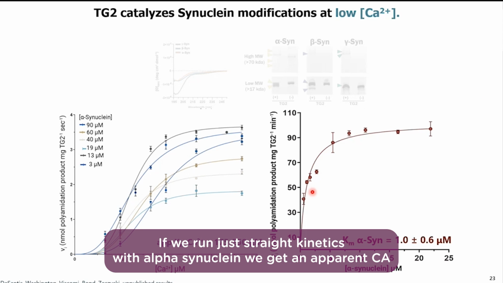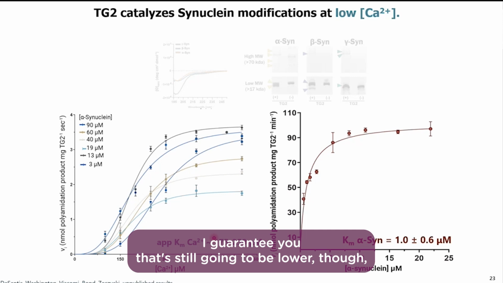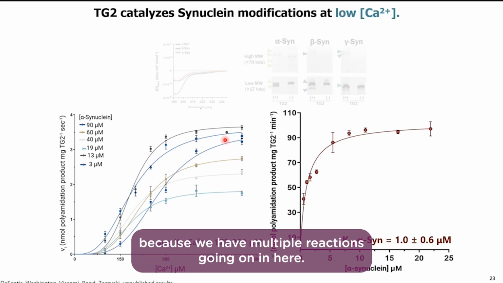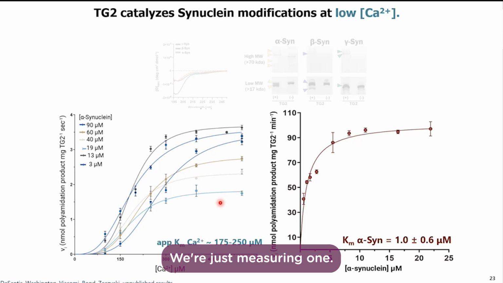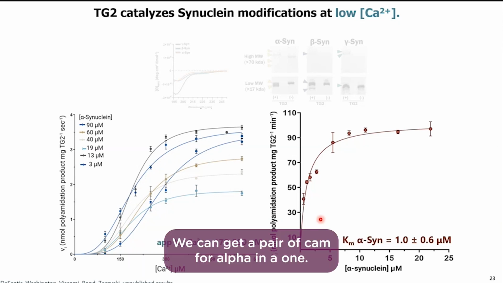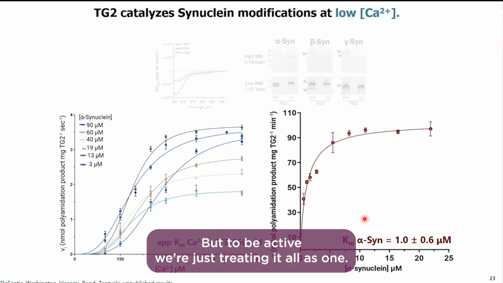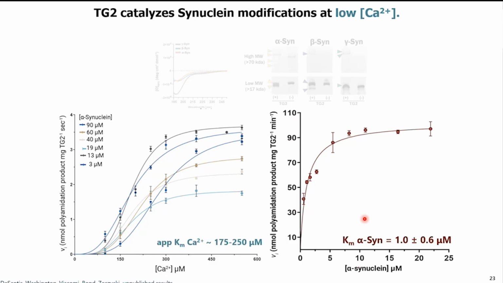If we run just straight kinetics with alpha-synuclein, we can get an apparent Km of roughly 175 to 250 micromolar. I guarantee you that's still going to be higher than the true value, because we have multiple reactions going on in here and we're just measuring one. So the apparent Km is actually probably a lot lower. This is just for the one reaction we're measuring. But again, there are multiple residues on there that can be cross-linked, that can be active, and we're just treating it all as one. So again, that's probably a little bit lower.